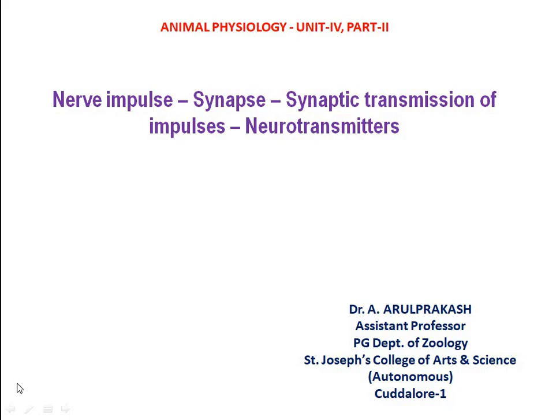Today we are going to discuss the nerve impulse, synaptic transmission of impulses, and the types of neurotransmitters from animal physiology.